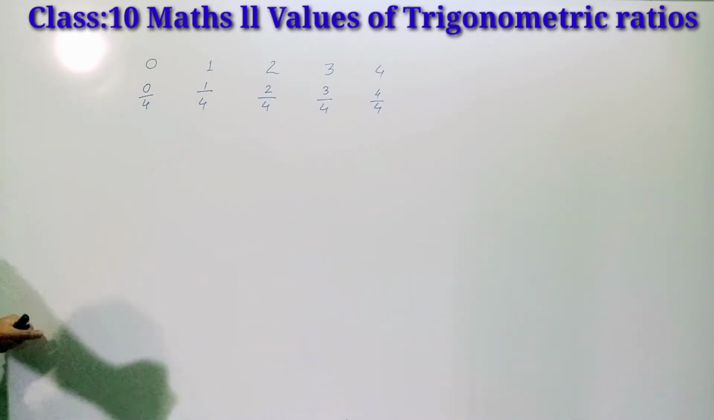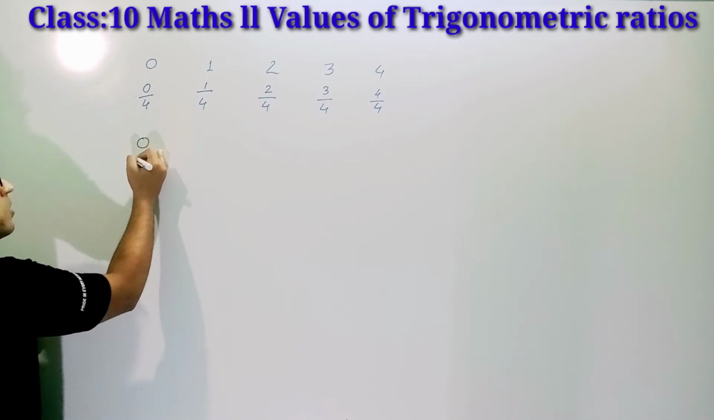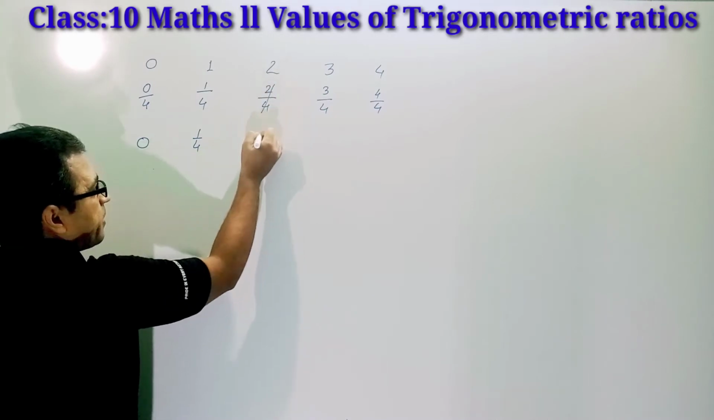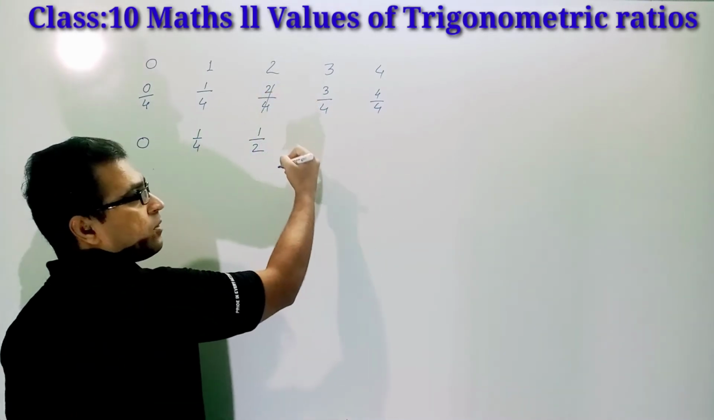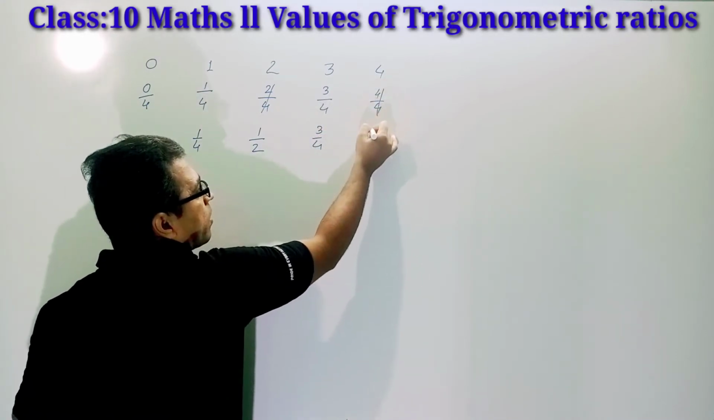So next step is to just simplify this. 0 divided by 4, you are getting what? 0. 1 divided by 4 as it is. 2 divided by 4, by simplifying it, we are getting 1 by 2. 3 divided by 4 as it is. And 4 divided by 4, what? 1.